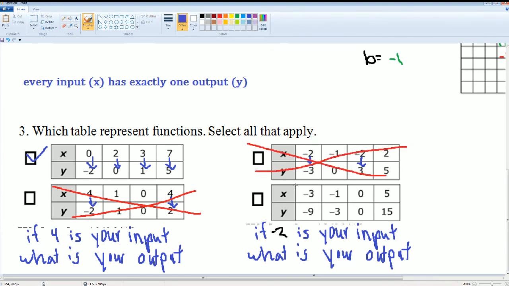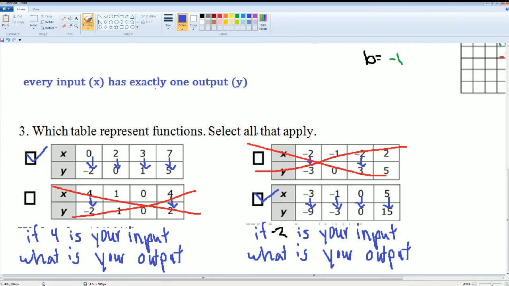Okay? If you plug in a -3, the last one, what do you get? -9, works perfectly fine. Plug in a -1, you get -3, perfectly fine. Plug in a 0, you get a 0. You plug in a 5, you get 15. Perfectly works. So it seems like this one is a function and this one is a function. Everything else is not a function. Why? It breaks this rule. Okay, so there you go.